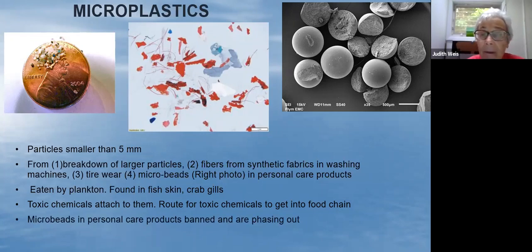And then here's the micro beads in the personal care products. These have been phased out throughout most of the world. We had a 2015 law that Obama signed that prohibited their future use in this country.